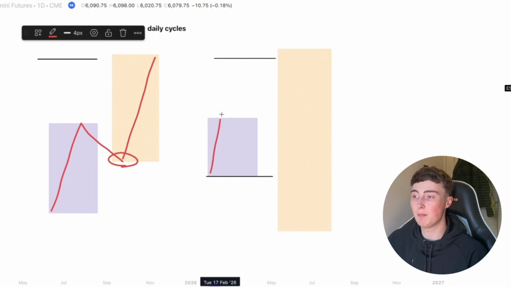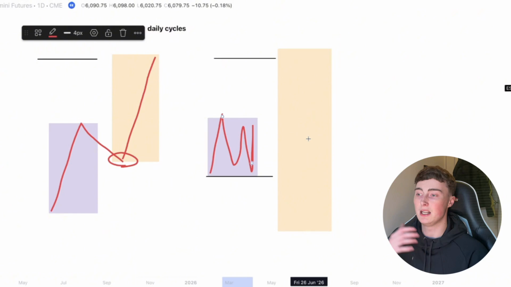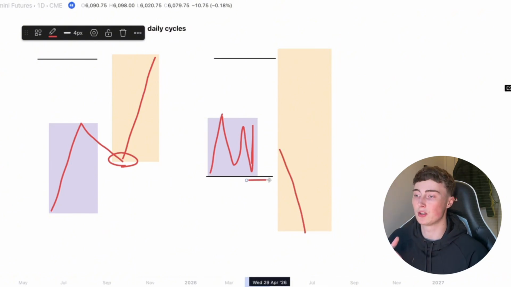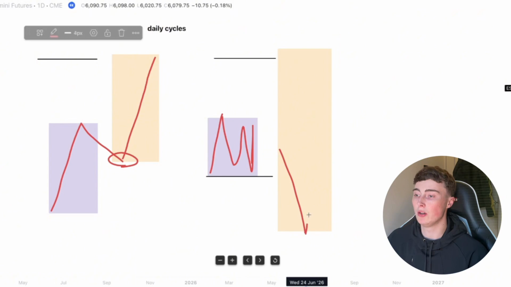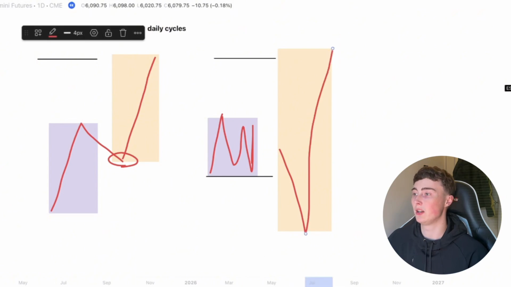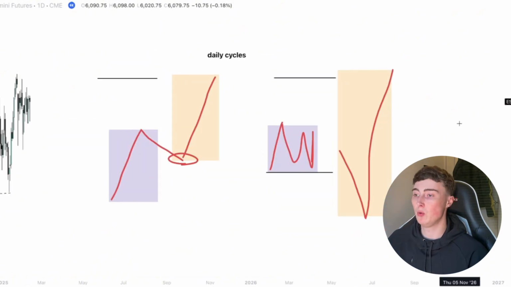London can impulse a little bit if it wants to, or it can consolidate. It doesn't really matter. The key part is the fact that New York takes out London's low instead of respecting it, and then it will run towards a liquidity target. So if you really wanted to keep it simple, you could use just these two New York daily cycles and trade very, very profitably, right? We have one that continues with London and we have one that manipulates London, and then they both run towards some kind of liquidity target.